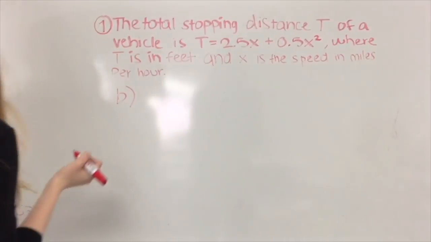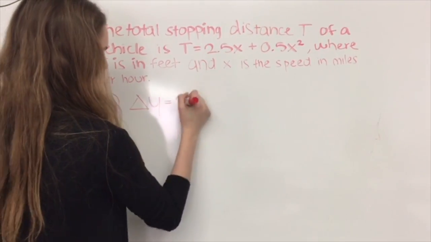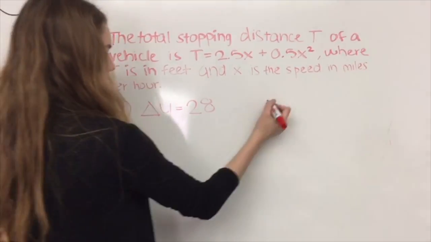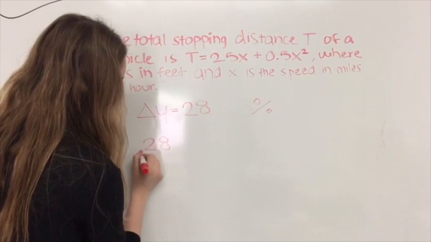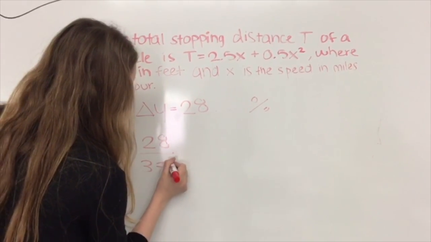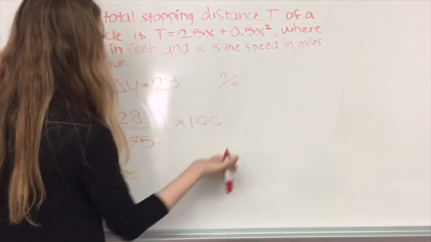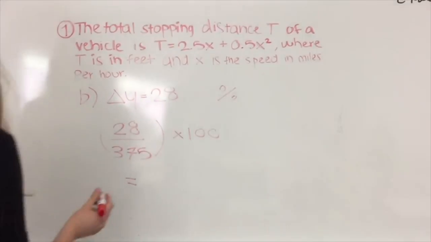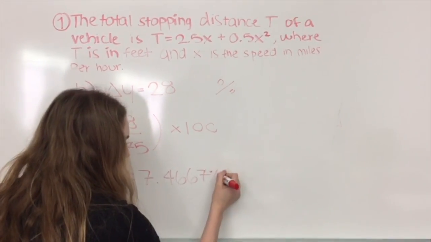For B, we will find the percentage of the change. To do this, we must divide the change by the original and then multiply it by 100. So it will be 28 divided by 375 times 100, which will be 7.4667%.